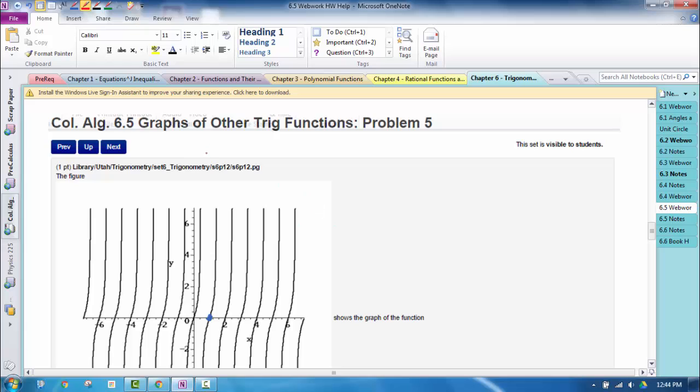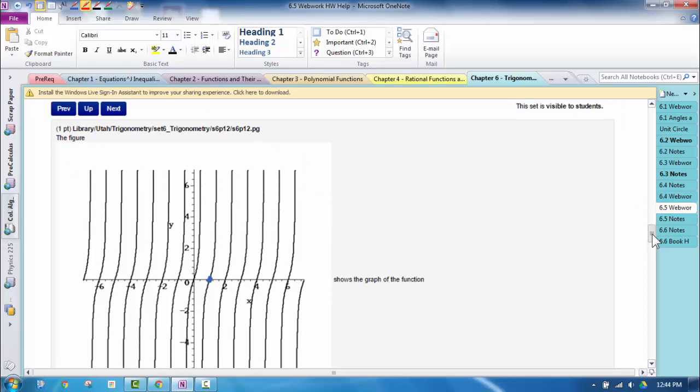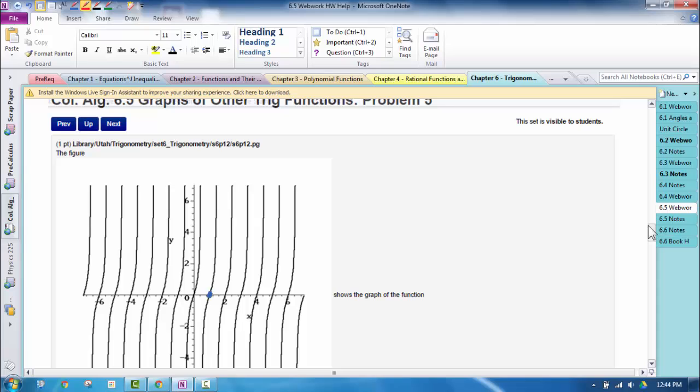Okay, the next problem gives us a graph of the tangent here, and it wants us to write an equation for this, a function for this. So we know that the period of the tangent is typically pi. Actually, it's pi over b. So we want to find out what b is by looking at what the period of this function actually is. Now you can see if we go from 0 to 1 here, the period is actually 1.